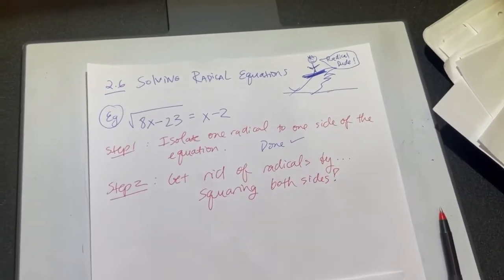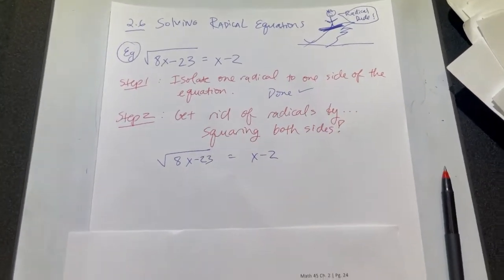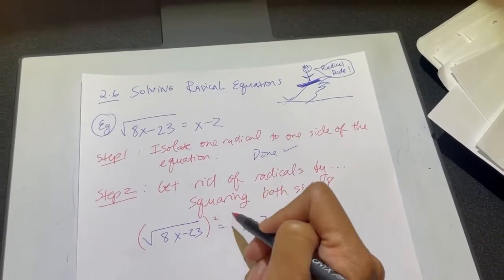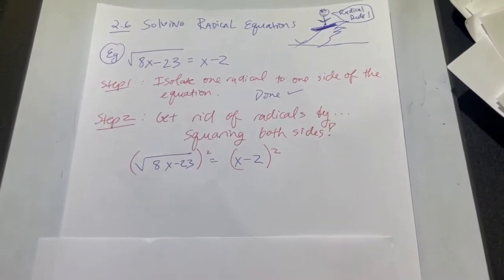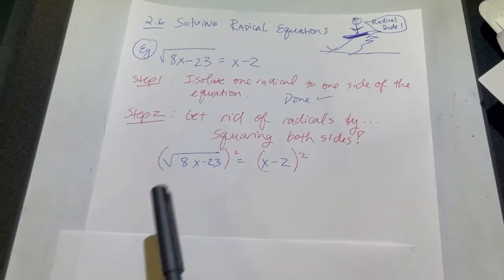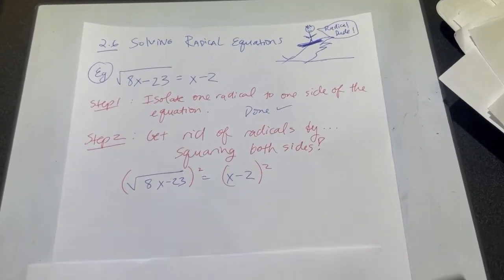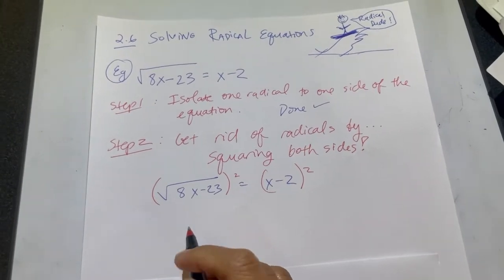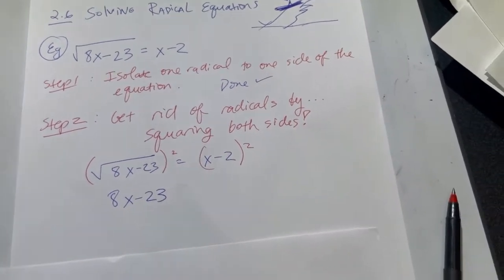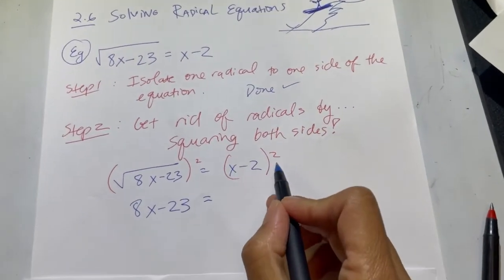So here I have the square root of 8x minus 23 equals x minus 2. Sorry if I'm writing kind of fast. So if I square this side and I square this side, remember, if you square something and take the square root of it, whatever order it is, you just get the thing on the inside, right? So on the left side, what do we get? The radical disappears. Awesome, right? That's what we want. Here, x minus 2 squared.